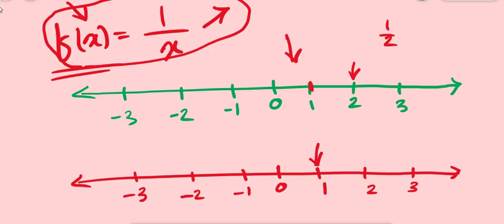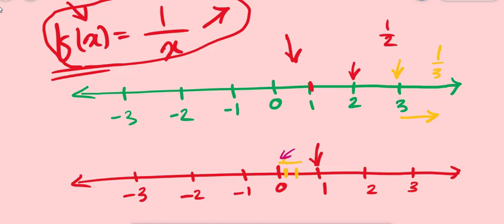So 1 by 2 is somewhere here. Let's input 3. The result will be 1 by 3. The result will be somewhere here. So from that function, we can see that if I increase the input value, the output becomes closer to 0. So it will never be 0, but it will be very close to 0.